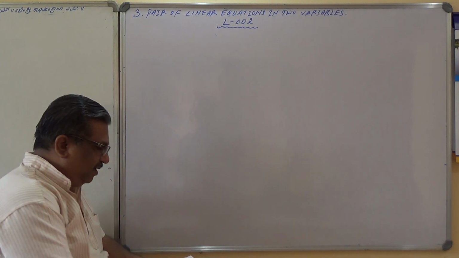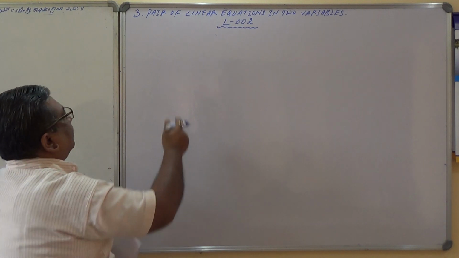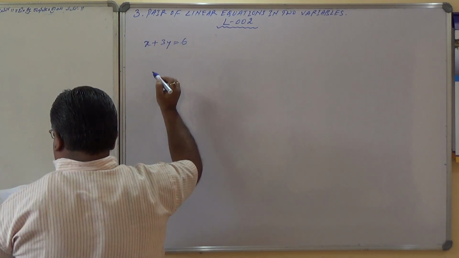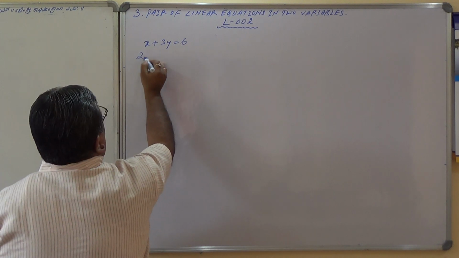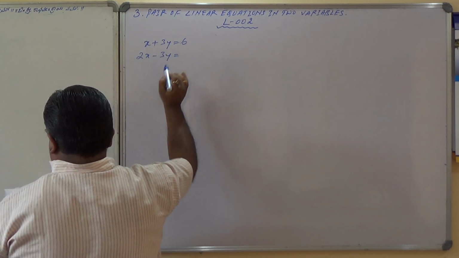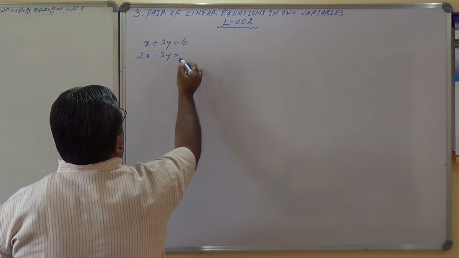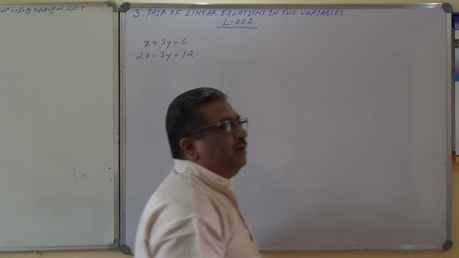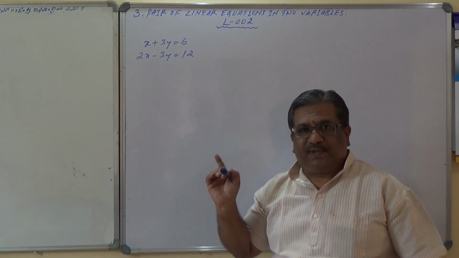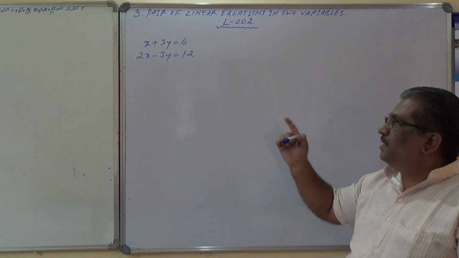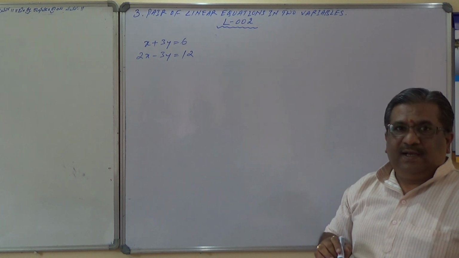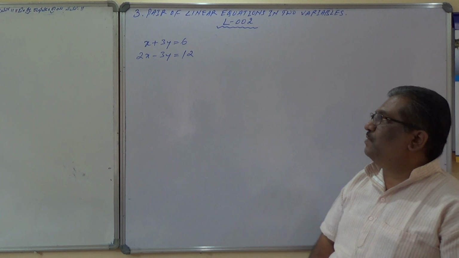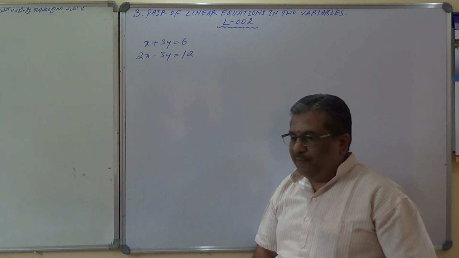Let's take this example here. x plus 3y equals 6. 2x minus 3y equals 12. The question over here is whether these two equations represent intersecting lines, coincident lines or parallel lines. Let us conclude the same by taking the ratios of coefficients of these two linear equations.